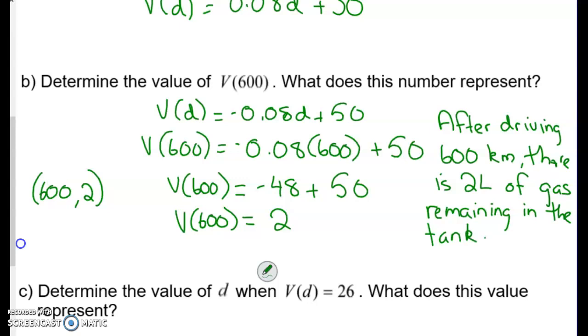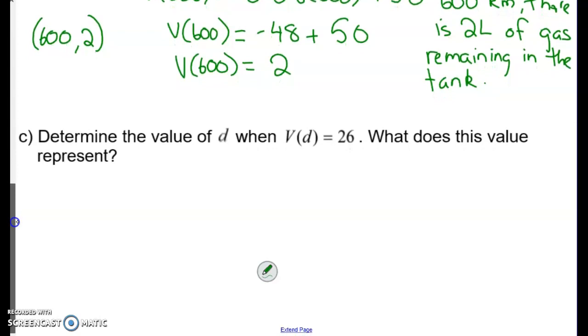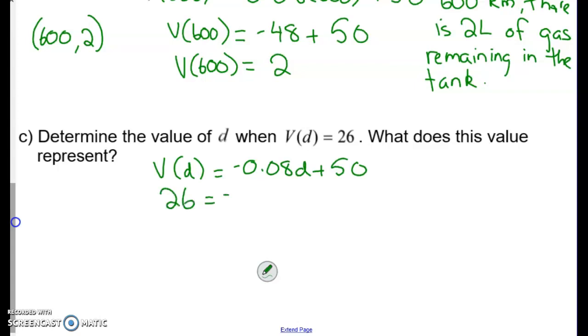That brings us to part C. Determine the value of D when V of D is equal to 26. And what does this value represent? So V of D equals -0.08D plus 50. This time we're substituting V of D with 26, and we're going to solve our equation for D.